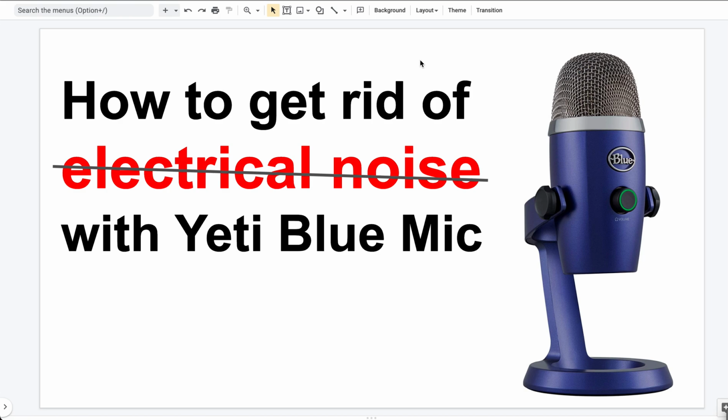Then I started to research online. There are a lot of posts about noise with Yeti Blue mics, but none of them really solved my problem. And in the end, I found out that the problem is actually a software problem. Hopefully this will help your case as well.